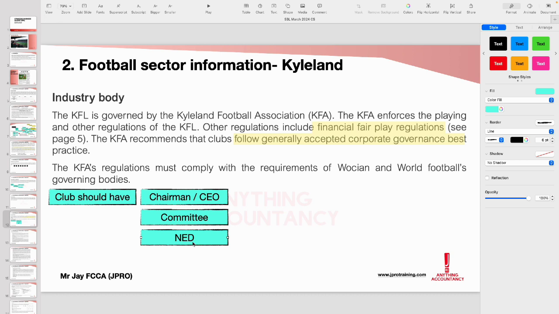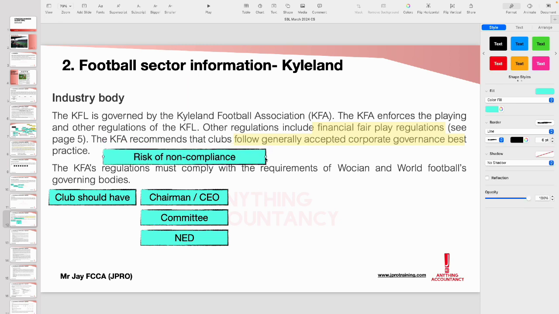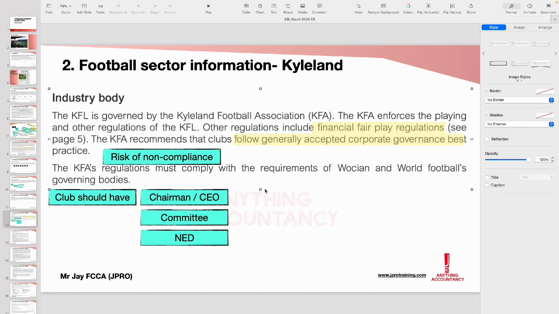Now, KFA regulation must comply with requirements of ocean and world football governing bodies. So they themselves have to comply with any changes there. If there's a change in World Football Governing Bodies or Ocean Football Governing Bodies, KFA will have to adjust their rules, which means the rules will affect this. So there's a lot of compliance aspect in this business. You need to pay attention whether that causes a risk for the business. This compliance is usually related to the risk of non-compliance. That's a big issue that you have to be careful with. So you do have to pay attention to that risk. Okay, let's move on.